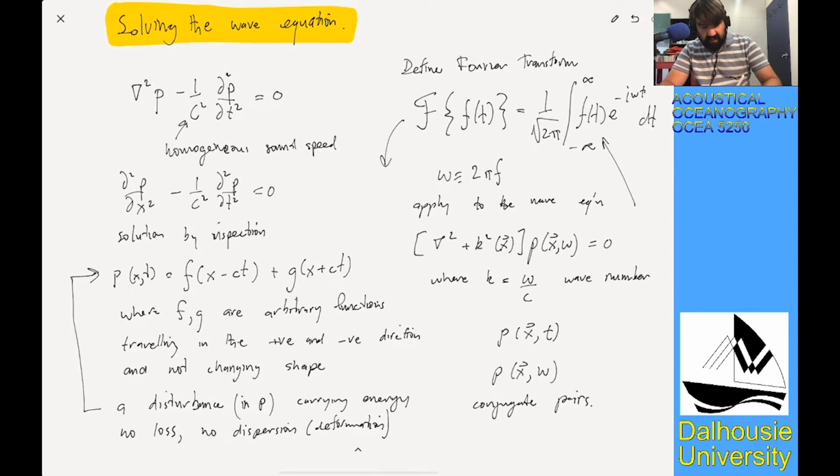Wow, we never called this the Helmholtz equation. He would be so offended, I think. Put it in a circle. It'll make up for our mistake there. Okay.